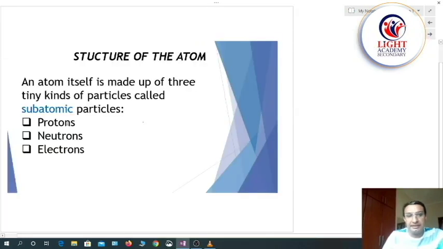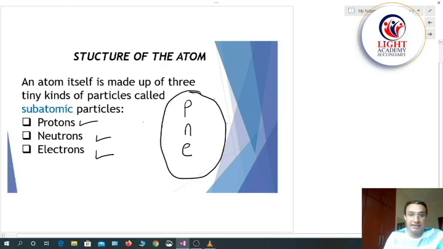So let's discuss, since I said atom has three subparticles, okay. These subparticles are protons, neutrons and electrons. It means that an atom is made up of protons, neutrons and electrons. These are the main parts, and these parts are smaller than atoms, okay. So we can say every atom consists of these three subparticles.